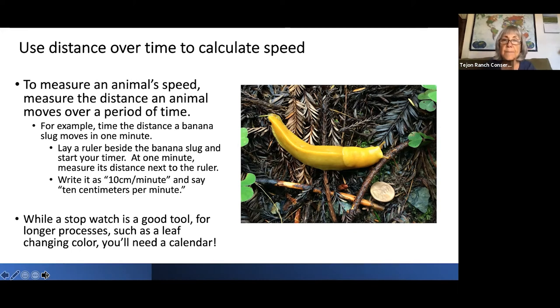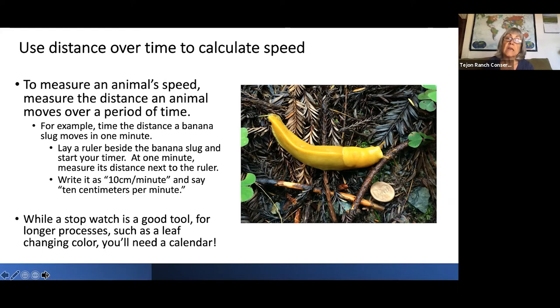We're going to do this at a much slower pace. You want to find an animal that you can measure their distance in a reasonable way. The easiest one to do is a snail or a slug. So in this particular case, we are going to use a banana slug. And we are going to lay a ruler next to it because they do not move fast at all. And we're going to time how much distance that animal moved in 1 minute.